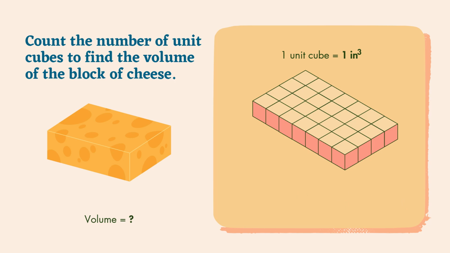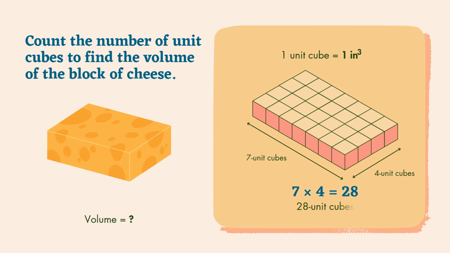We can also use a formula in finding the volume. We're going to count the length, which is equal to 7 unit cubes. For the width, this is equal to 4 unit cubes. And for the height, this is just 1 unit cube. So we're just going to multiply 7 times 4, which is equal to 28. Therefore, the volume of the cheese is 28 unit cubes.